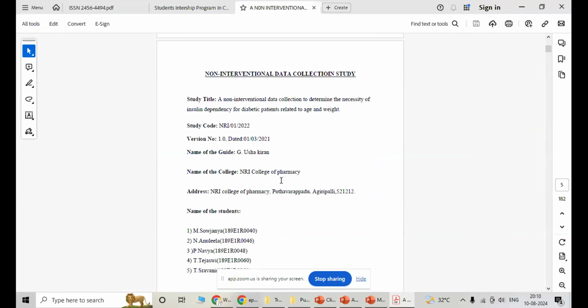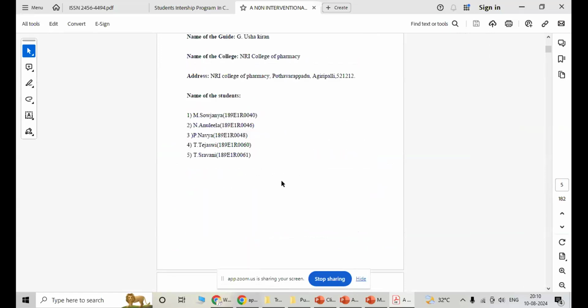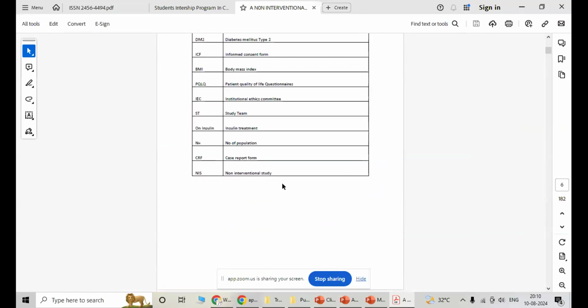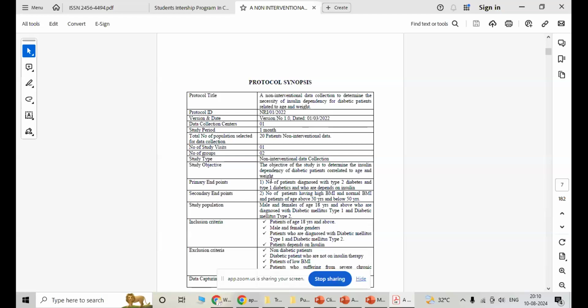If you have done this non-interventional data collection study, at least one study, you can go to the interview directly, because you know what the protocol is, you know what the case report form is, you know how the ethics committee submissions are made, and how the ethics committees review and give the approval. You can tell all these things. They will get impressed, because you have done the non-interventional clinical trial with all the approvals. So definitely they will give you the chance to work as a clinical research coordinator in the hospitals, or else as a clinical research associate in the organizations.